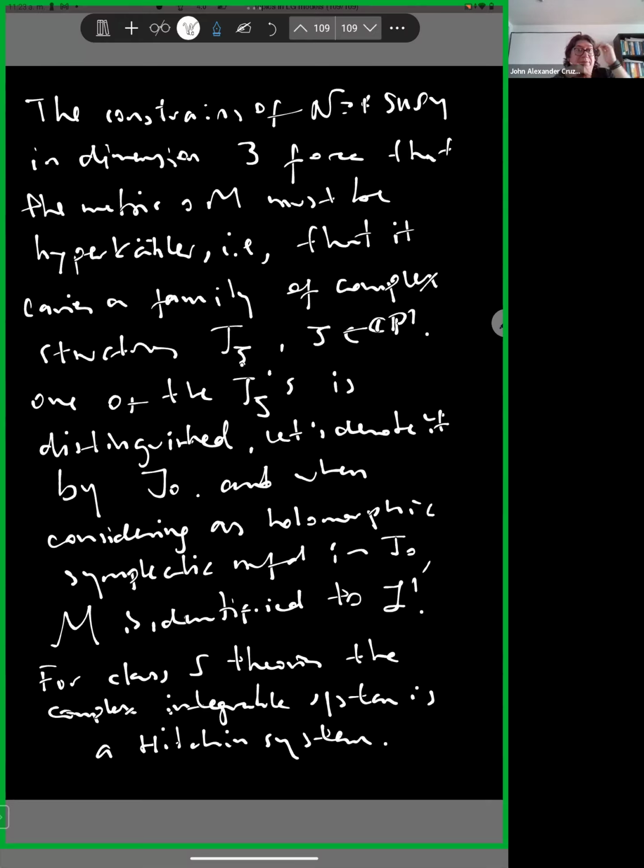Because this identification, this reduction, is for any four-dimensional theory, we get an integrable system, right? But we don't know if it's a Hitchin system or not. But if the four-dimensional theory came from a six-dimensional theory, by compactification on a Riemann surface, so that the three-dimensional theory we get is a class S theory, then the integrable system we get is actually a Hitchin system, right?